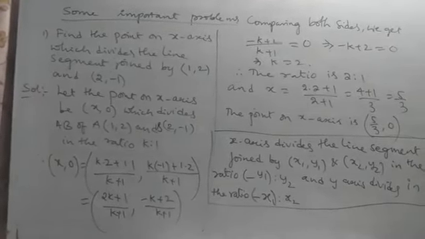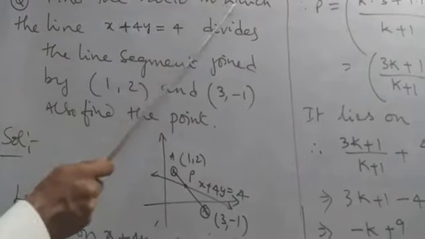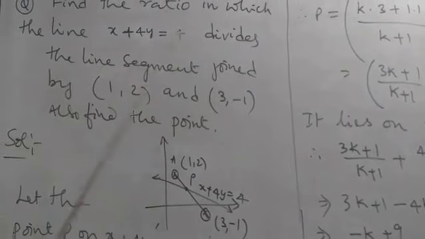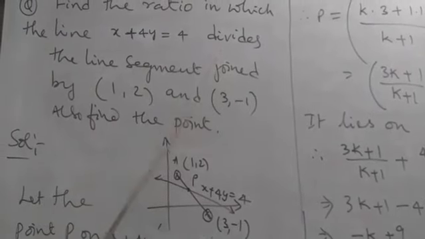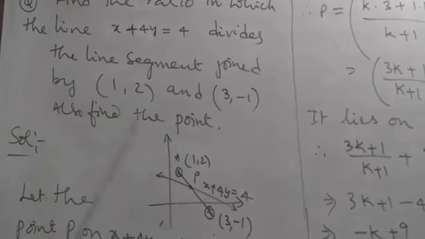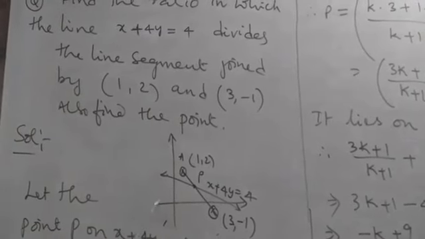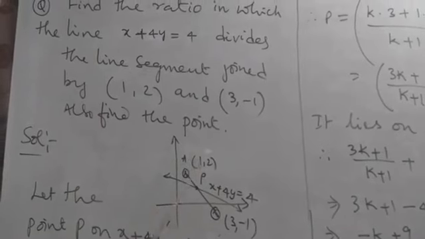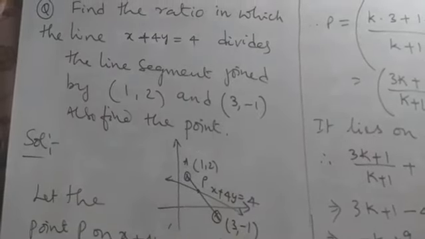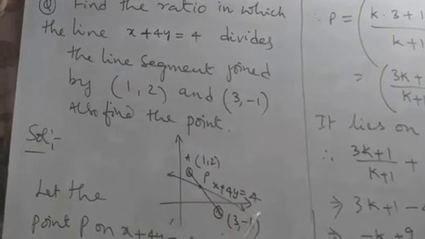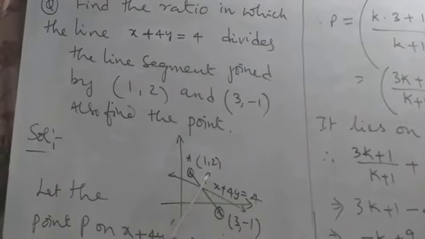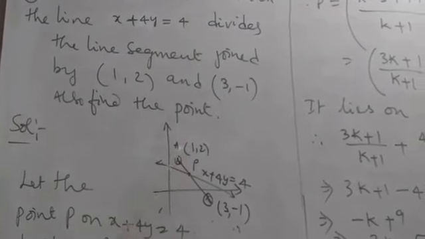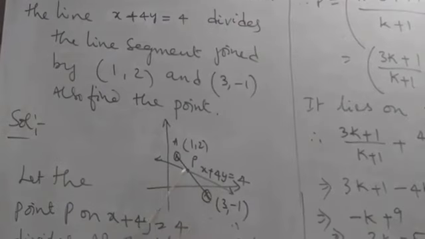Another problem. Find the ratio in which the line x plus 4y equals 4 divides the line segment joined by (1, 2) and (3, -1). Also find the point. For your convenience, I have drawn a rough diagram. This is AB, the line segment, where A is (1, 2) and B is (3, -1). And imagine this line x plus 4y equals 4 intersects at P. Now you need to identify in which ratio P divides AB and what is the point P.